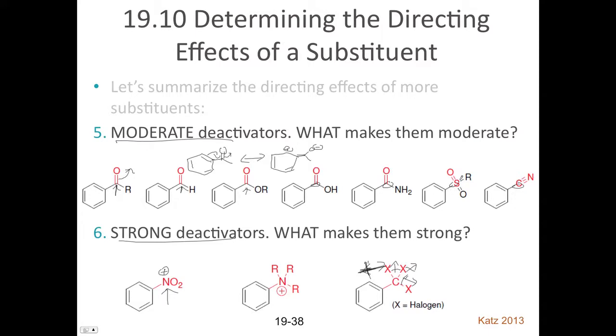The sulfate group here, you have the same type of situation. In the cyano group, of course, you have that as well. You can pull this guy directly out of there. Okay.